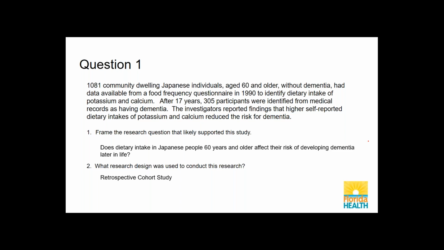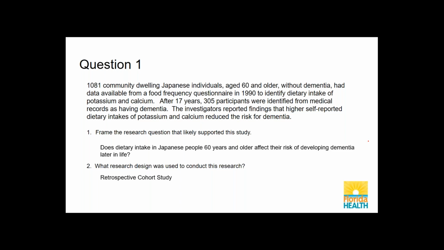Jackie Perez. All right, Jackie, I'm going to unmute your line so you can tell us how you walked through this to come to that conclusion. Can you hear me? Yeah, we can hear you. I chose cohort study because they are focusing on the exposure, and it is retrospective because they had the information from the past. Okay, perfect. Thank you.